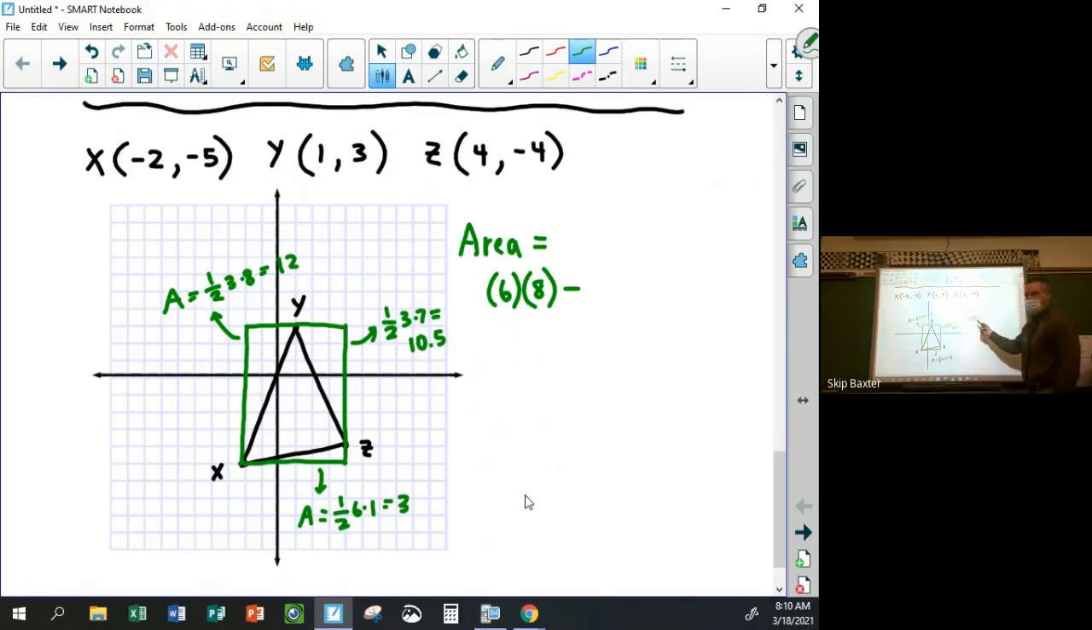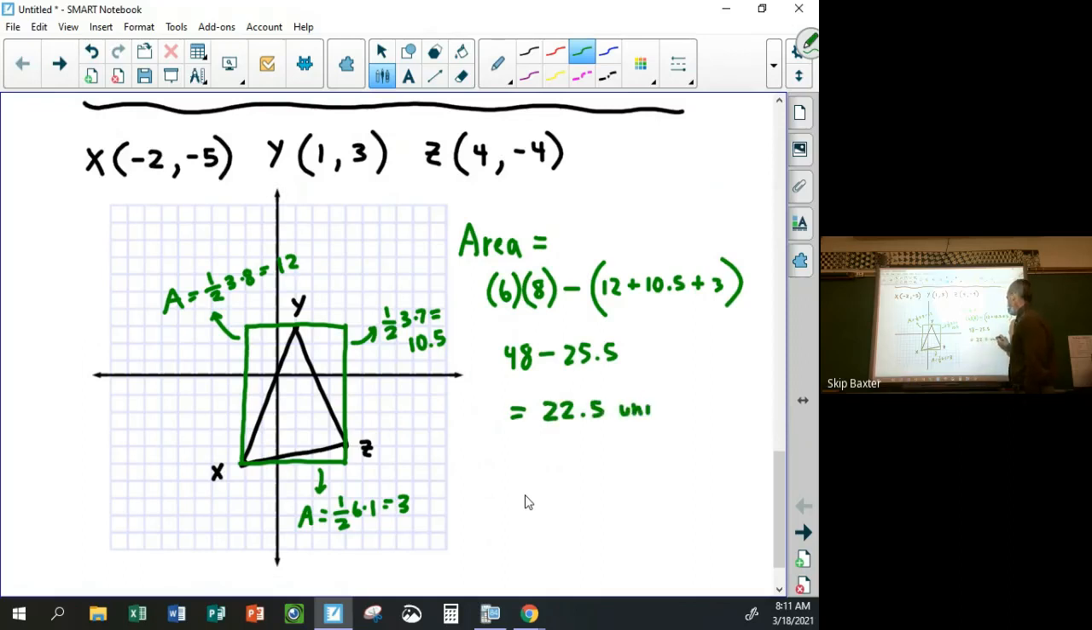So the area that I'm looking for is the area of the rectangle, 6 times 8, minus, parentheses definitely necessary here, right? Because you want to subtract the whole thing. 12 plus 10.5 plus 3. So this is 48 minus 12 plus 10.5, that's 22.5, plus 3 is 25.5. So 48 minus 25.5 is 22.5. Square units.